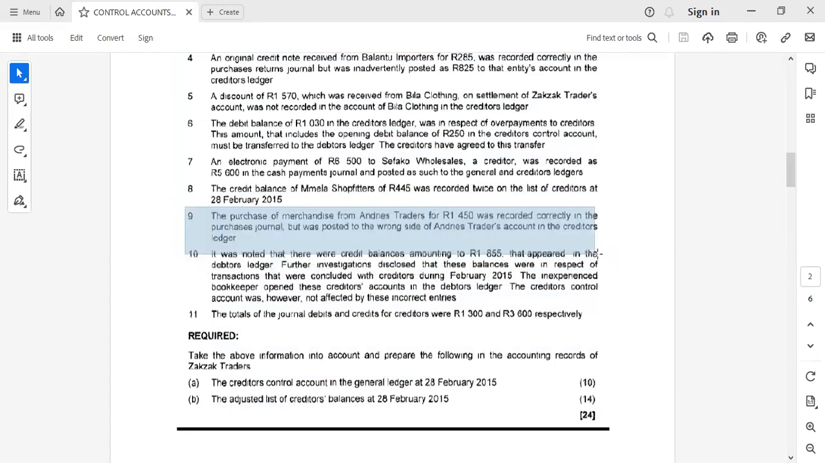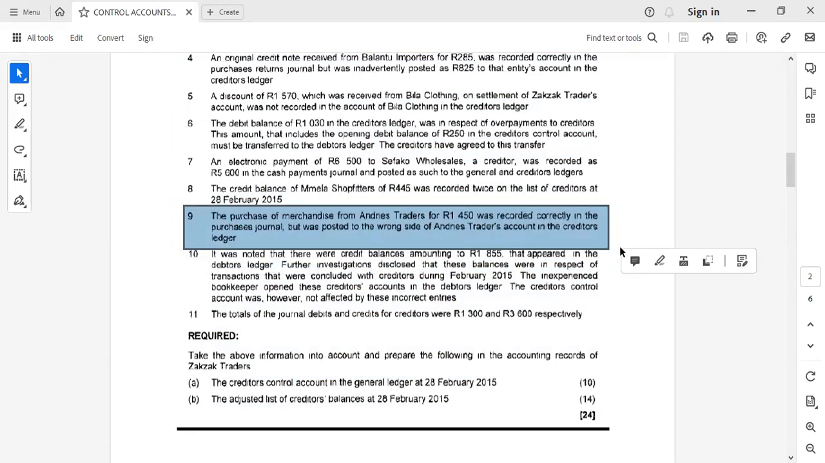The purchase of merchandise from Andres Traders for 1,450 was recorded correctly in the purchases journal, but was posted to the wrong side of Andres Traders account in the creditors ledger. Again, that is an error in the personal account. Errors in the personal account will affect this list here.